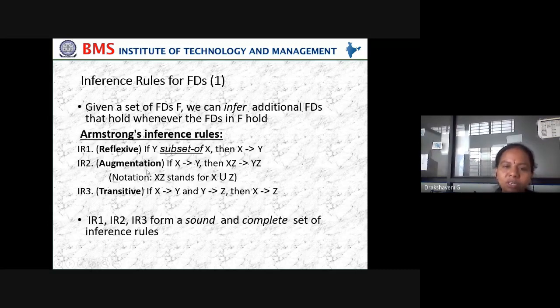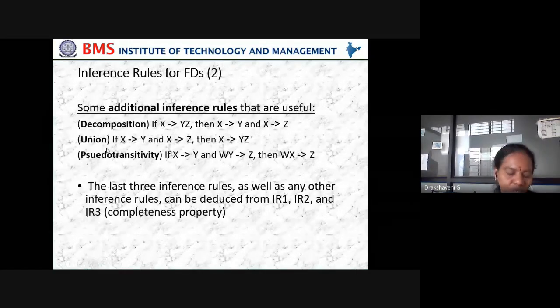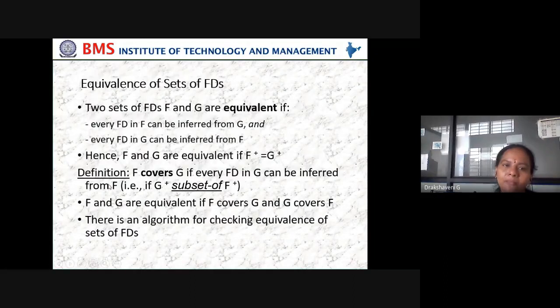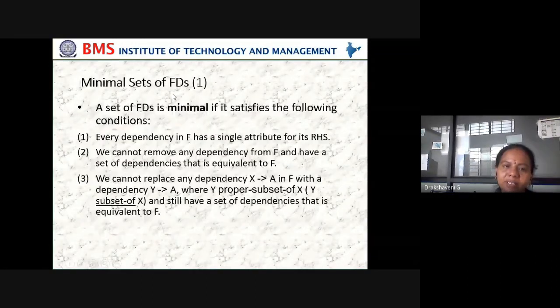In the same way, augmentation: X tends to Y, then we can add Z, so XZ tends to YZ. The notation XZ stands for X union Z. Then transitivity: if X tends to Y and Y tends to Z, then X tends to Z. This is what transitivity says to us. And we have seen what is decomposition, what is union, what is pseudo transitivity. Then we have seen what a closure is, the closure F plus, X plus. Then we have seen the two equivalent sets of functional dependencies. We have seen about a minimal set of functional dependencies.